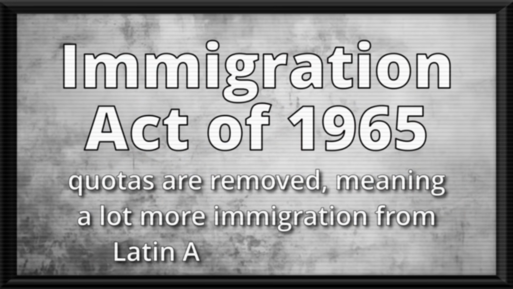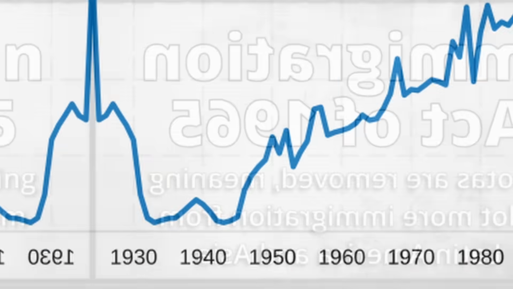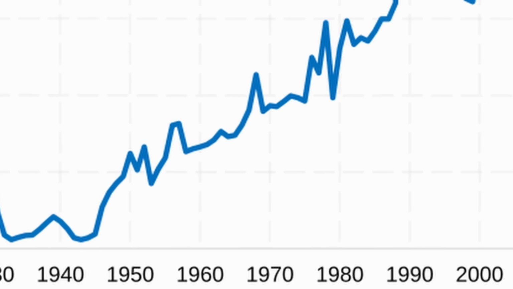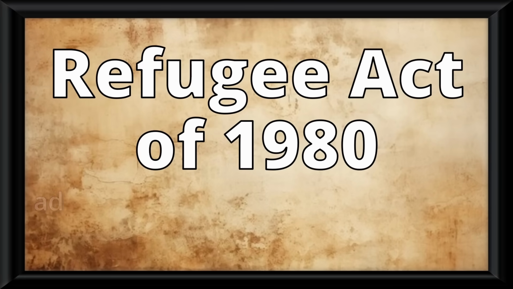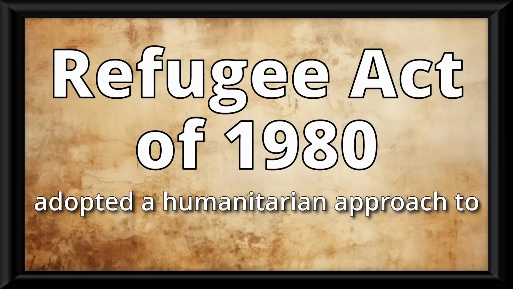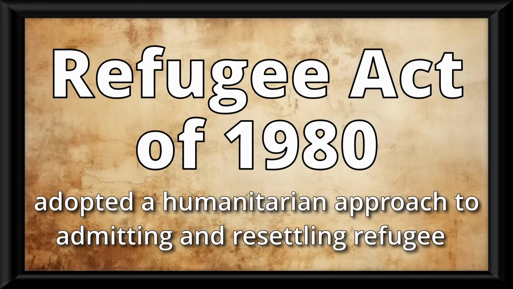But moving on, after 1965, when that whole Immigration Act was passed, immigration steadily rose following the 60s, but then you see it spike like crazy in the 1980s. And this happens because of a collection of things. The first thing is that the US enacted the Refugee Act of 1980, which just simply adopted a humanitarian approach to admitting and resettling refugees.